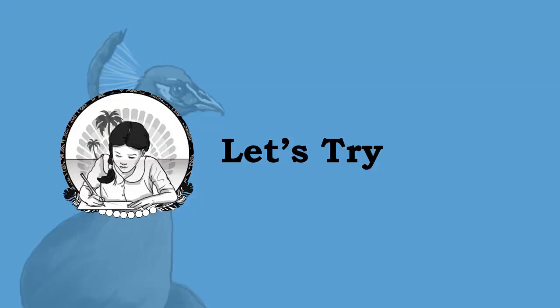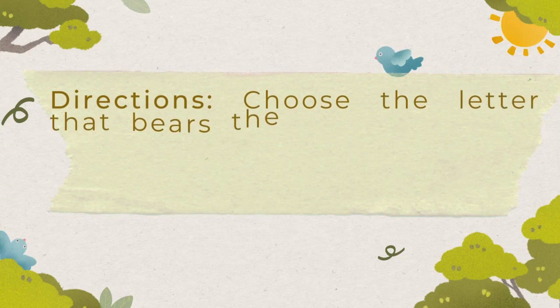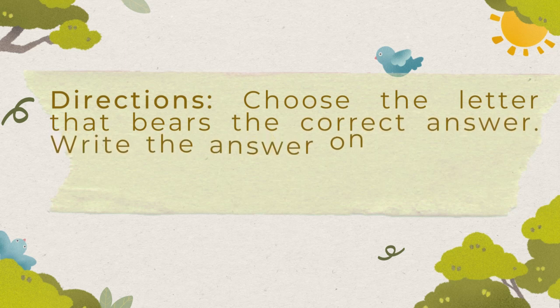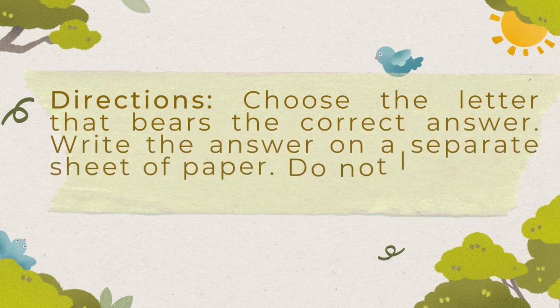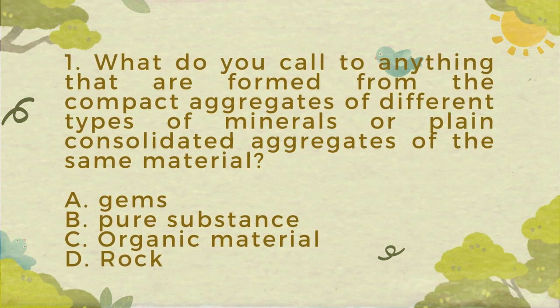Before we move on, you will answer a pretest. Don't worry, your score will not be recorded. This is just to check how far you have gone in our lesson today. Here is the direction. Choose the letter that bears the correct answer. Write the answer on a separate sheet of paper. Do not leave any item unanswered. You have 5 seconds for every item to answer. Did I make myself clear? If so, let's start. Question number 1.